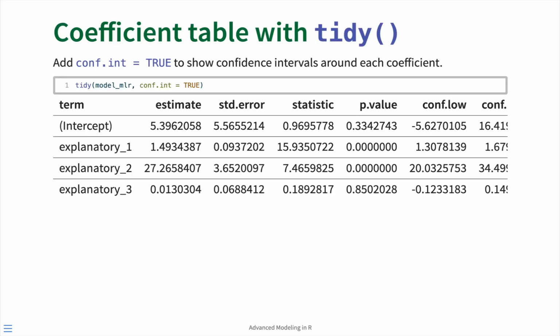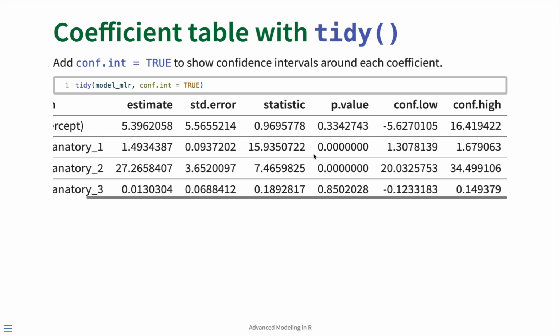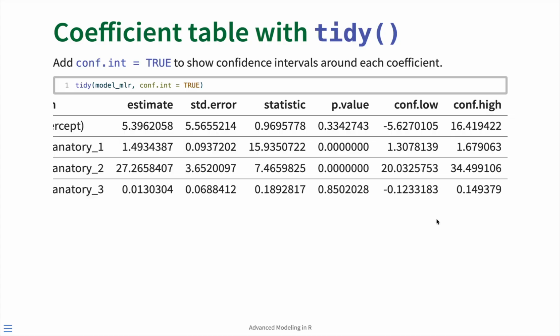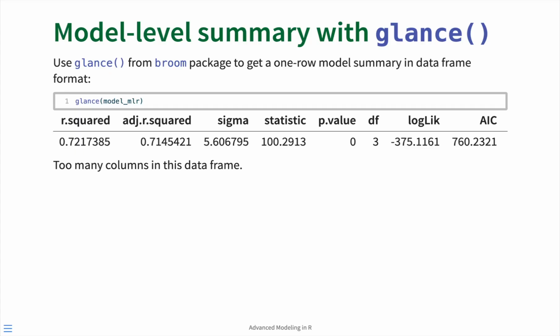One other thing to note about this function is that if you wish to show the confidence intervals for any of these coefficients, you can add the conf.int argument equals true to the tidy function to display 2 extra columns here that show the confidence intervals. The Broom package also contains a function called glance. This displays information about the model as a whole.